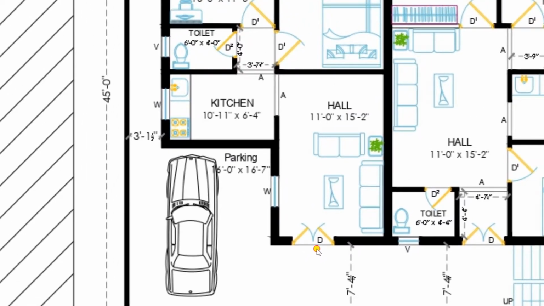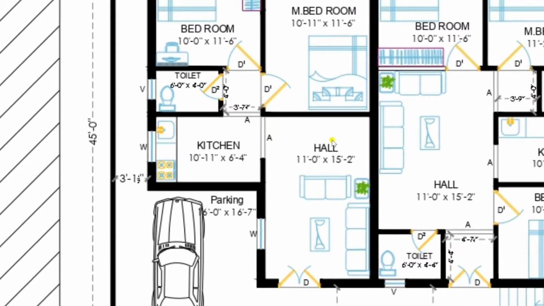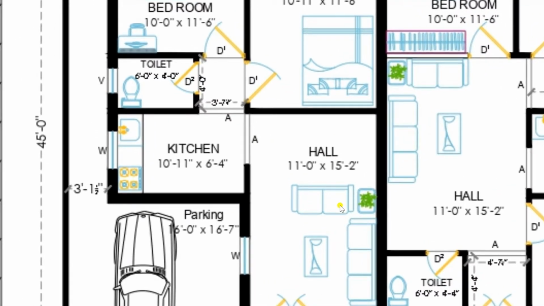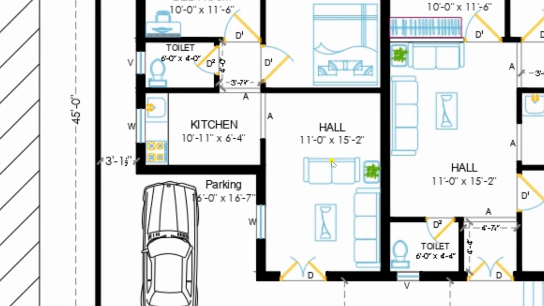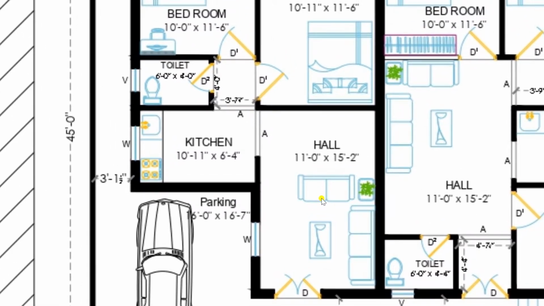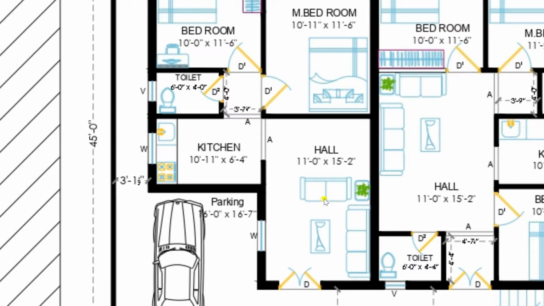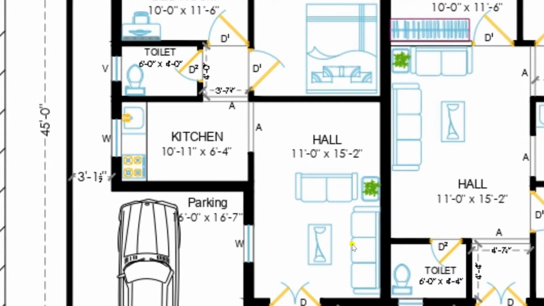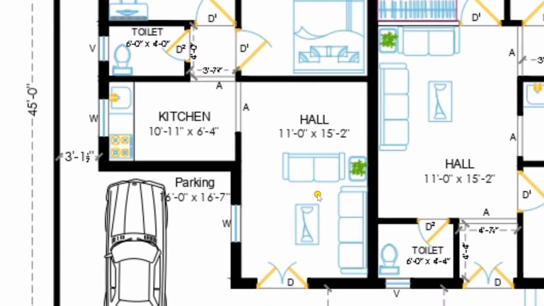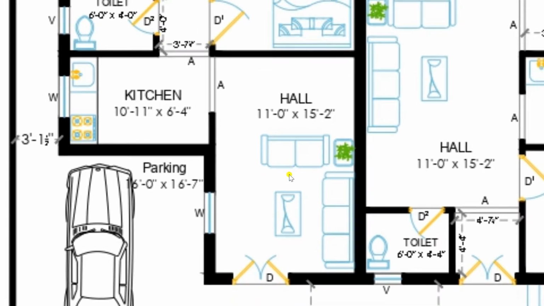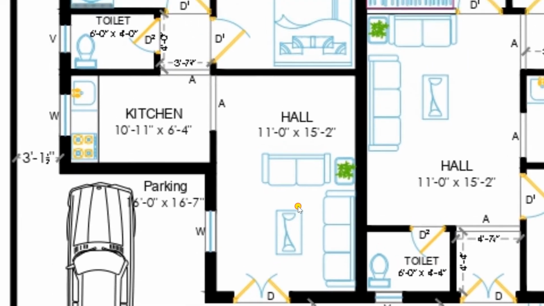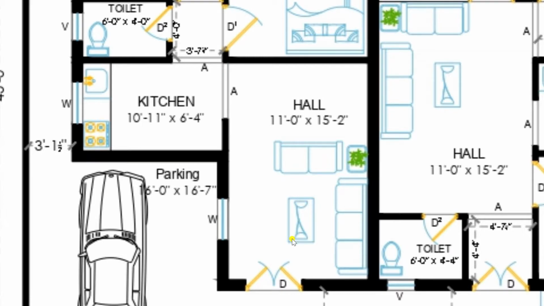Now I am entering into the hall through the main door, of size 11 feet by 15 feet 2 inches. This hall can be used as multi-purpose, and you can change it according to your requirement. Now we have planned it as hall cum guest room or living room. Any guest may come, they can have a cup of tea and snacks. Here we have placed a sofa with a teapoy.